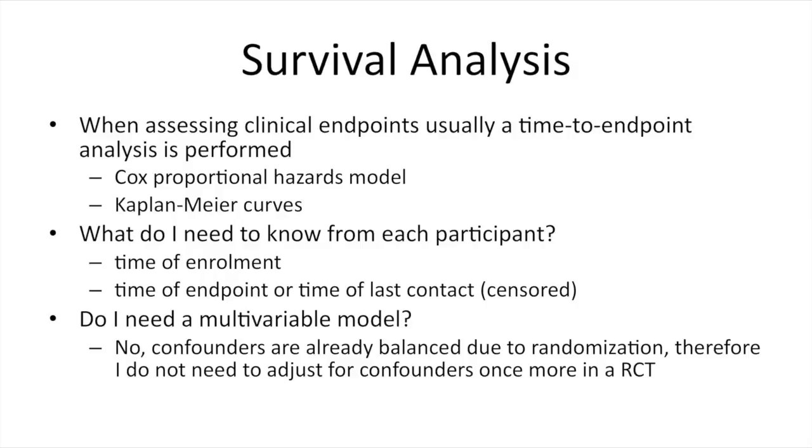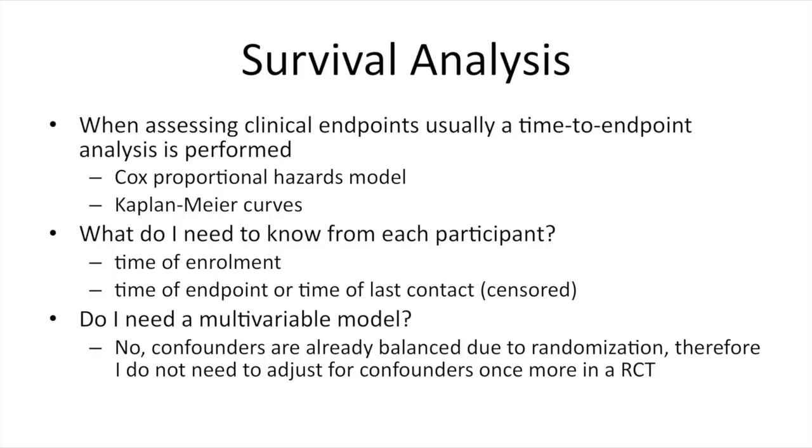What do I need to know from each participant to make a survival analysis? First thing, I need to know when the patient is enrolled, and the second thing, I need to know the time of the endpoint, or if the patient does not have an endpoint, the time of last contact, which then is the censor time. So if a patient does not have any endpoint, we are happy, but then we still need to know when he has been contacted the last time.